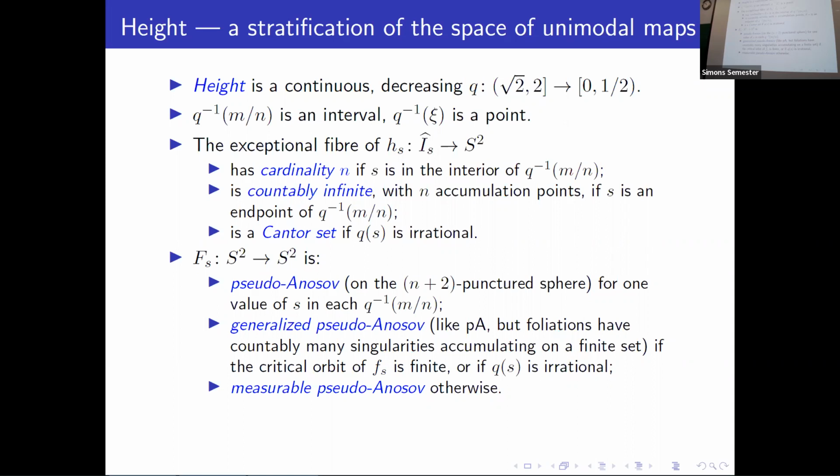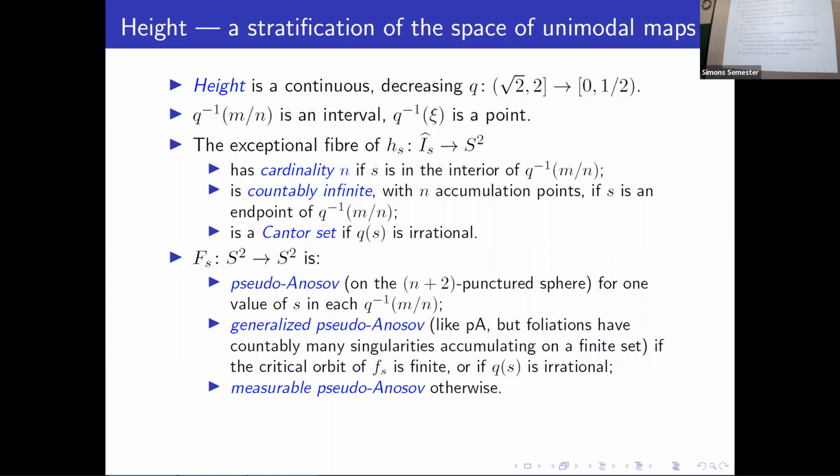And the height basically tells you what is going on. The questions I asked: what's the exceptional fiber? What do these homeomorphisms look like? Well, the exceptional fiber, the one that doesn't have cardinality less than or equal to 3, if you're in the interior of the set of parameters which have height m/n, then that fiber has cardinality n. In particular, because the interiors of these intervals make an open dense subset of the parameter space, there's an open dense set of parameters for which all of the fibers are finite.